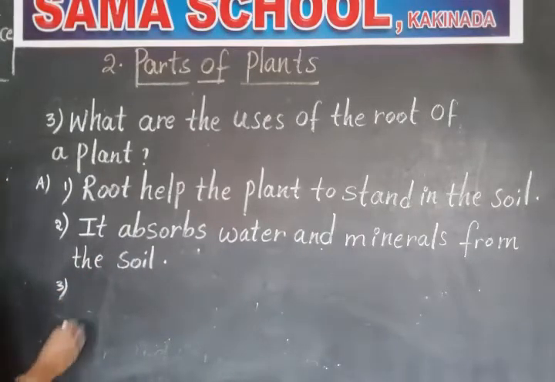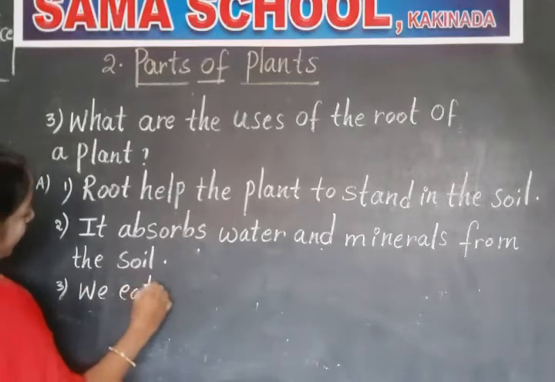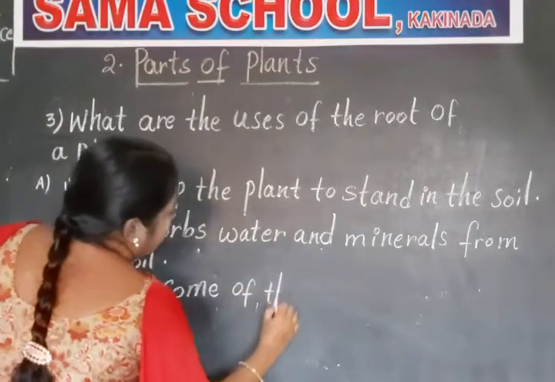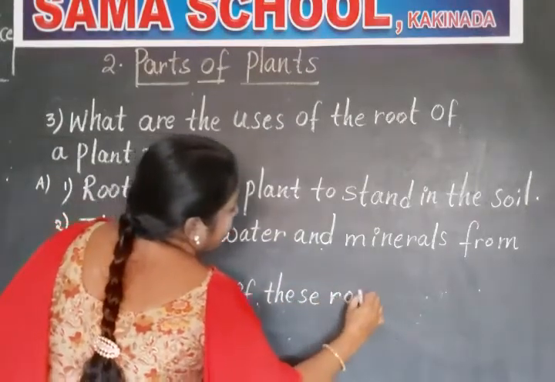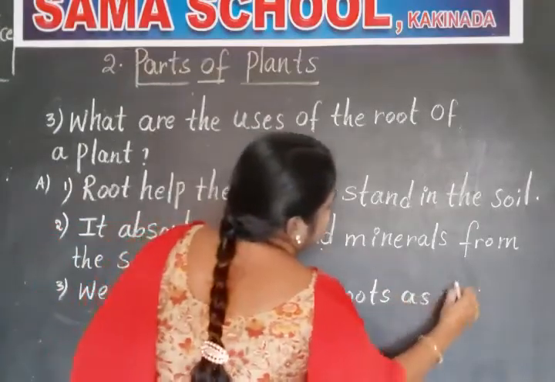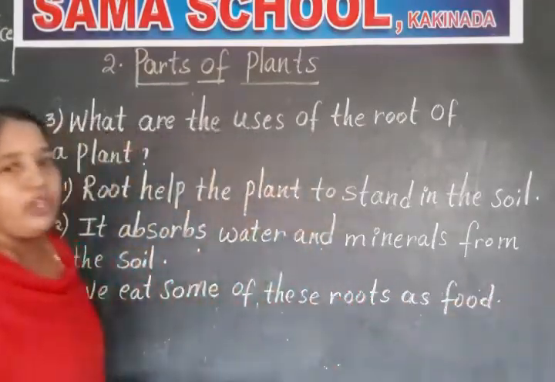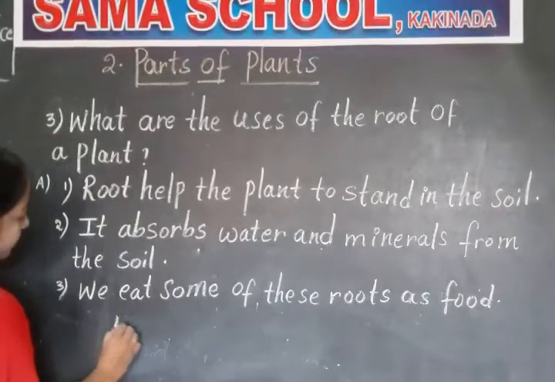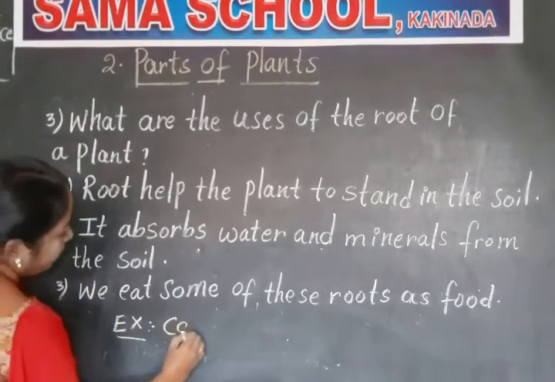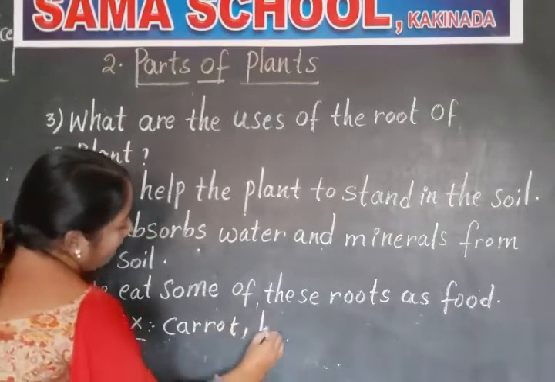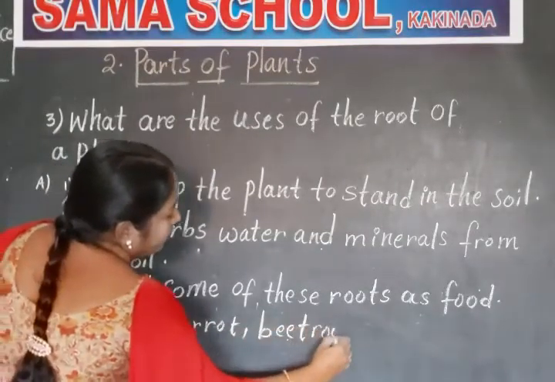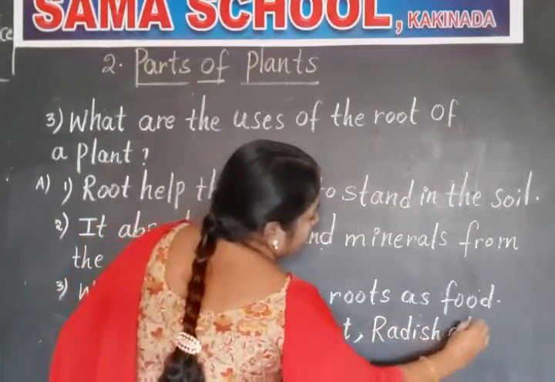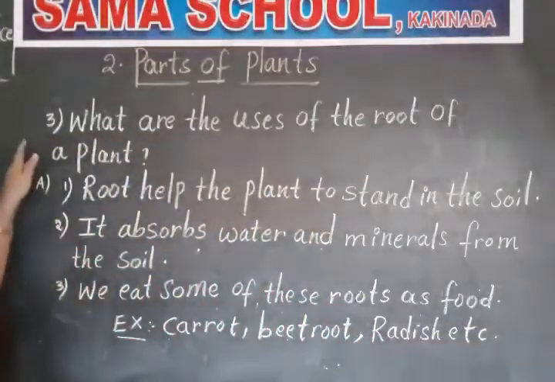Clear children? Next one. We eat some of these roots as food. Tell me a few examples of roots which we can eat as root vegetables, children. Yes, carrot, beetroot, radish, etc. It is a very important question, children.